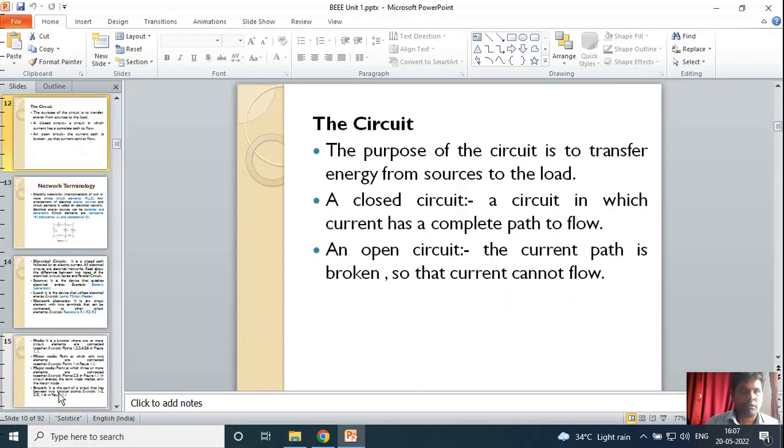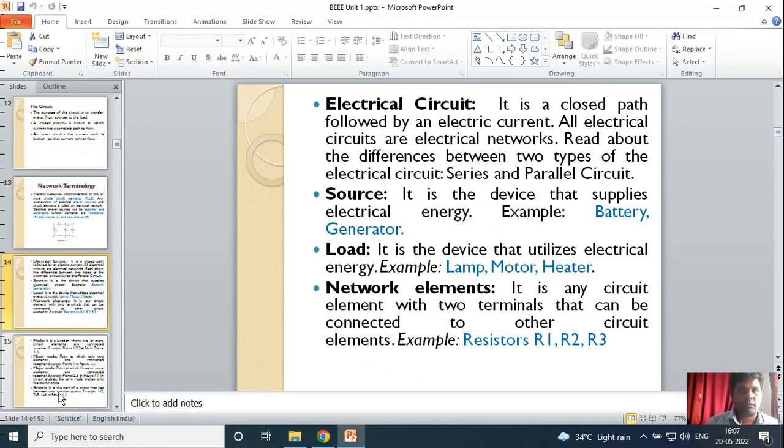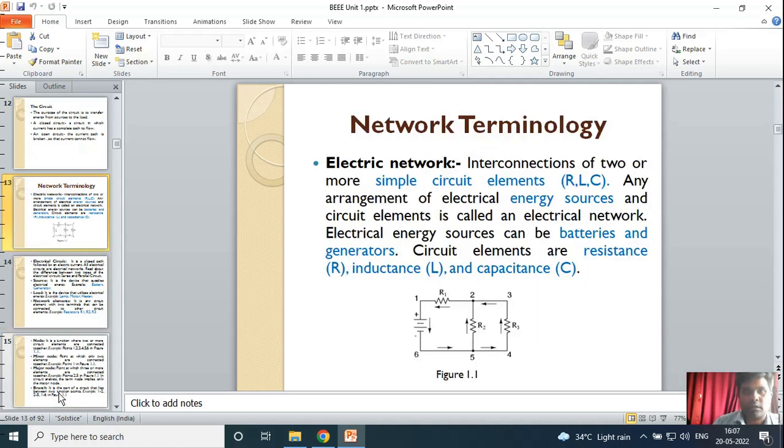It is nothing but an interconnection of two or more simple circuit elements. The circuit elements are resistors, inductors or capacitors. Any arrangement of electrical sources and circuit elements is called an electrical network. Basically, we are using some electrical energy sources, maybe batteries or generators. Circuit elements, as I already said, are resistance, inductance and capacitance.